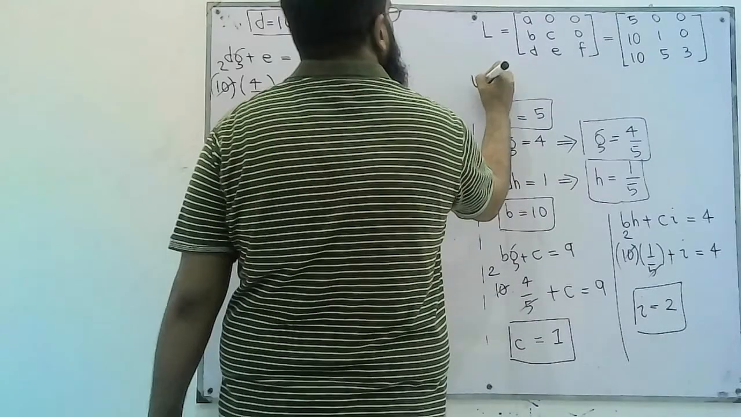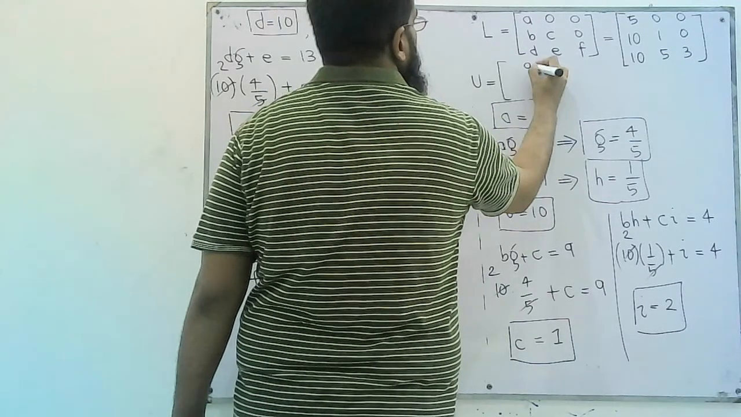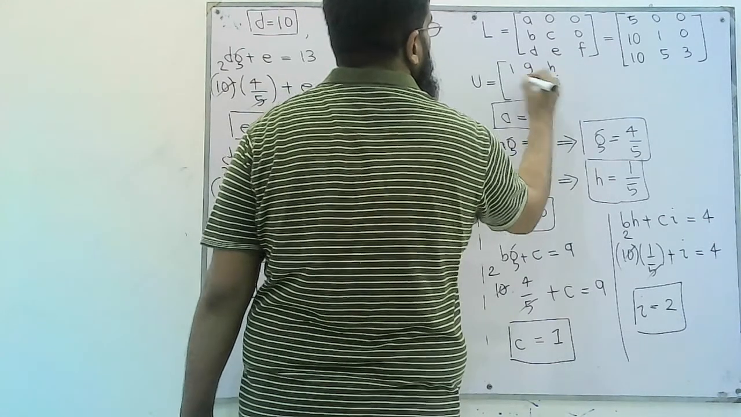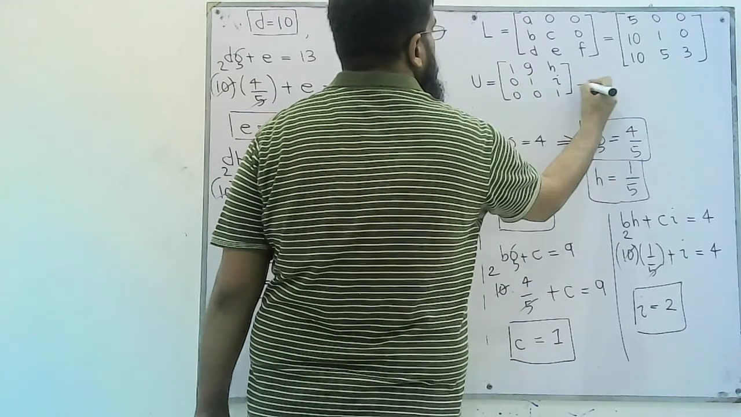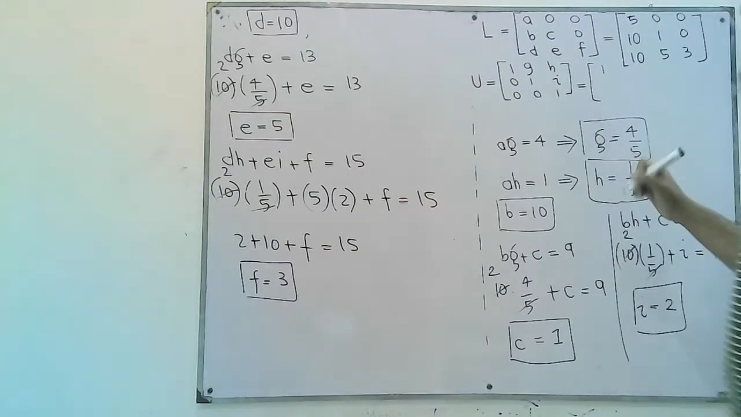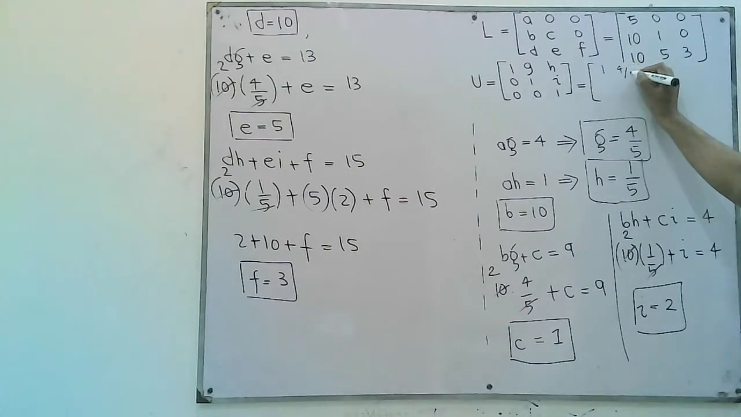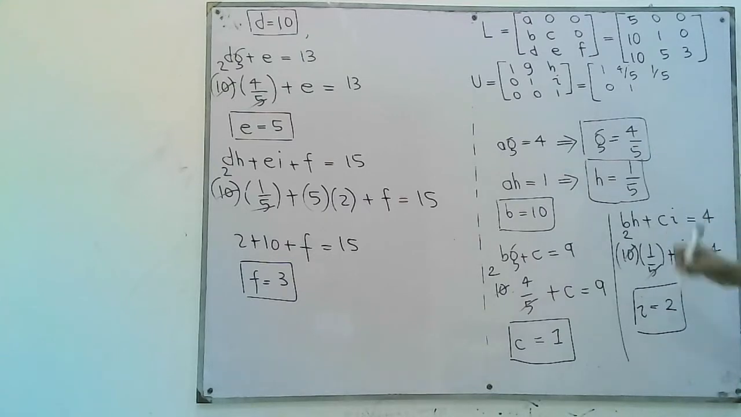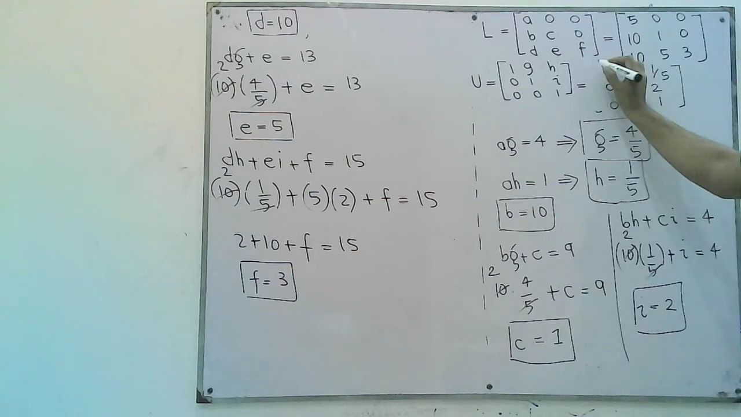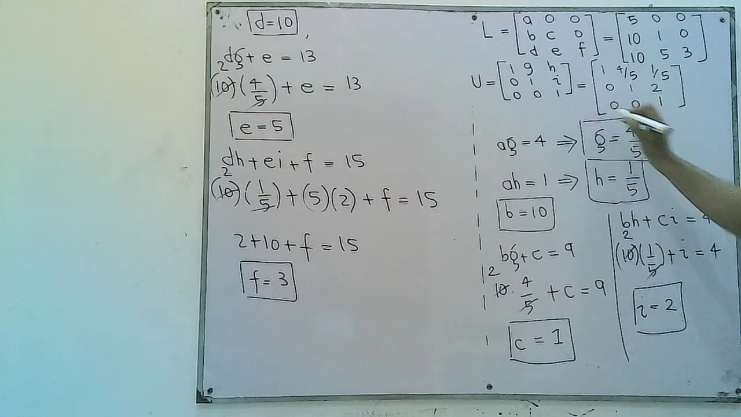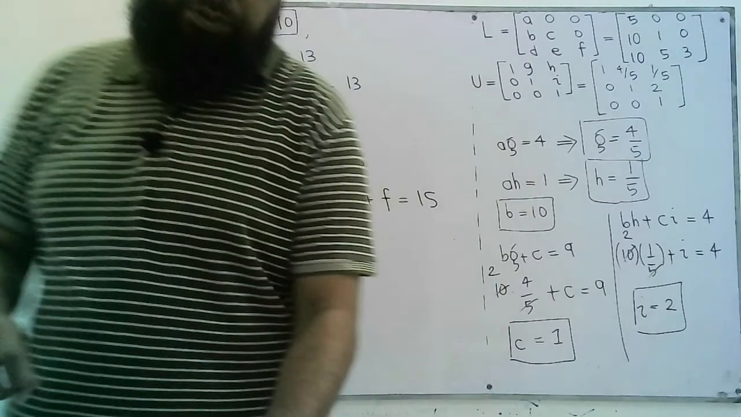And the U matrix is the upper matrix where we have G, H, I, 1, 1, 1, 0, 0, and 0. This is 1, G is 4 over 5, H is 1 over 5, 0, 1, I is 2, 0, 0, 1. Now we have this matrix as the U matrix, and that will make steps number 3 and 4 very easy.